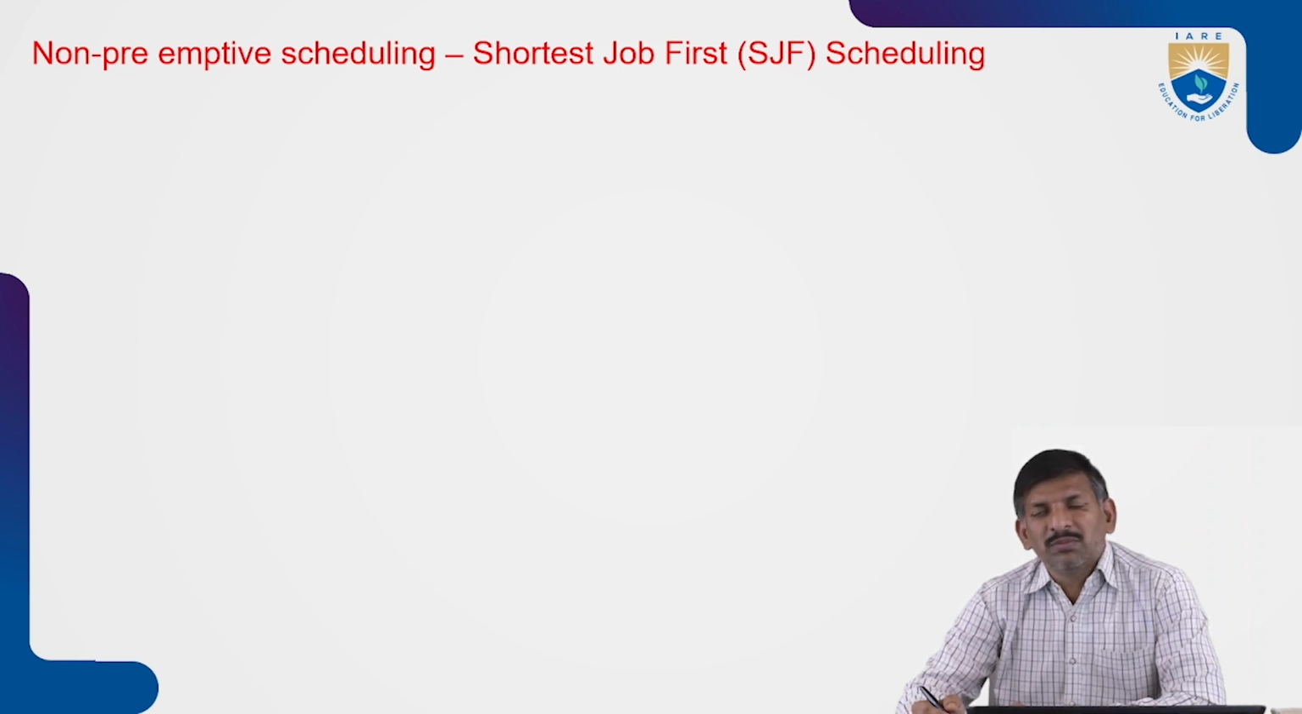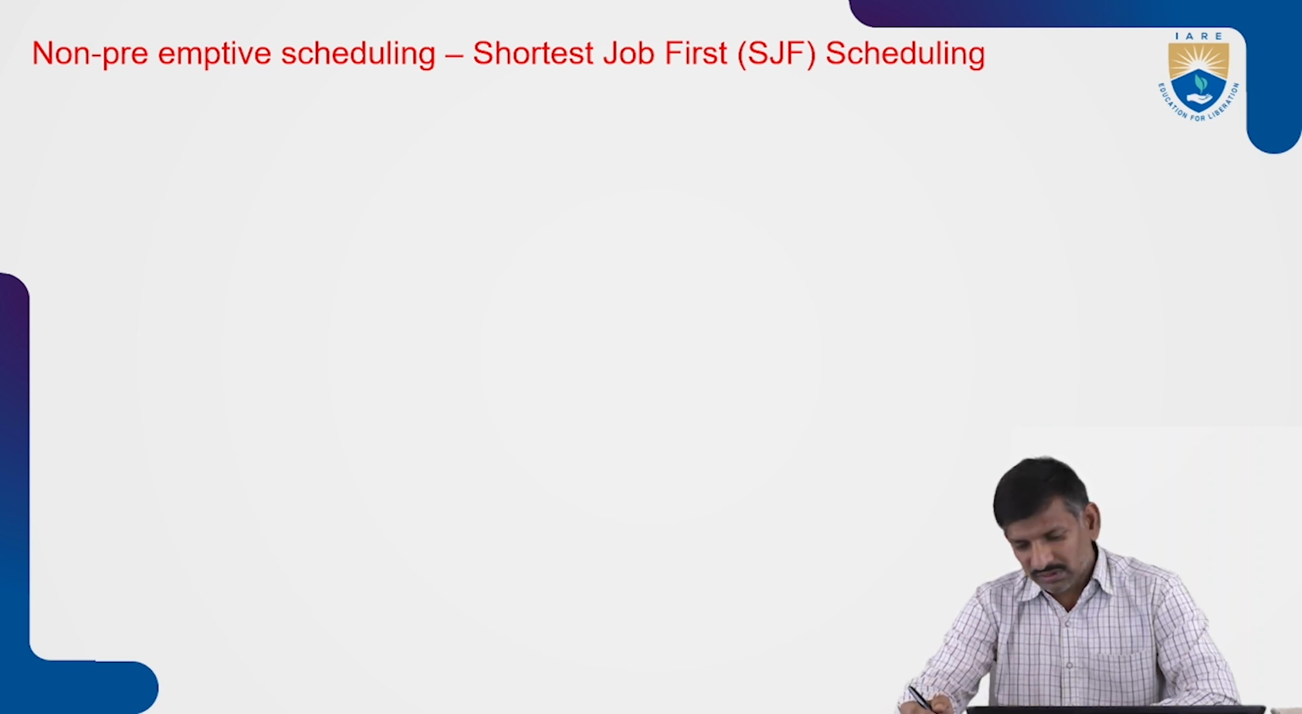Next, shortest job first scheduling means the process which is having less execution time is scheduled for execution first. We will check one example here.